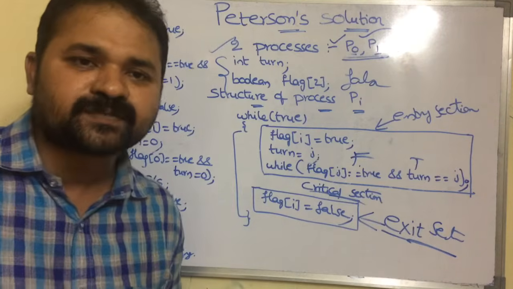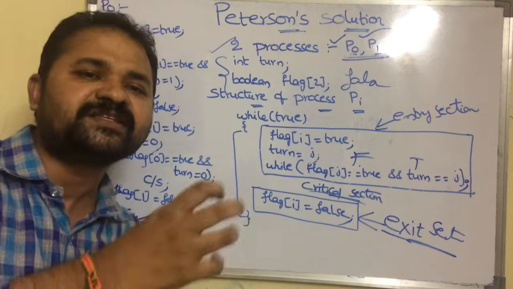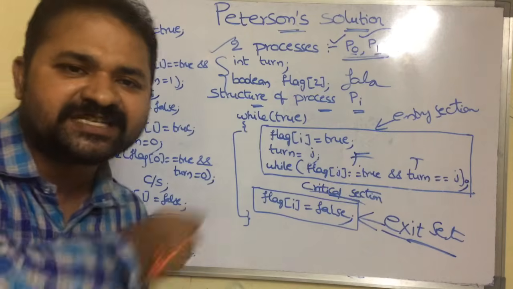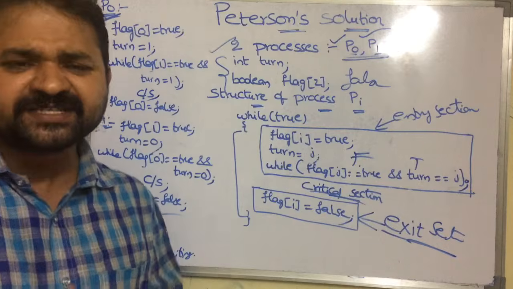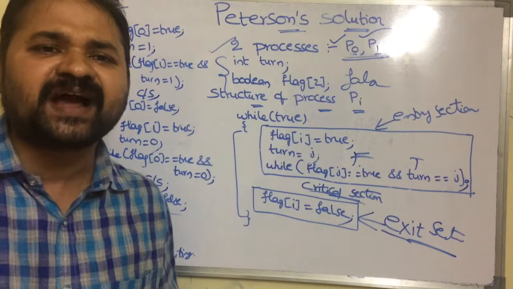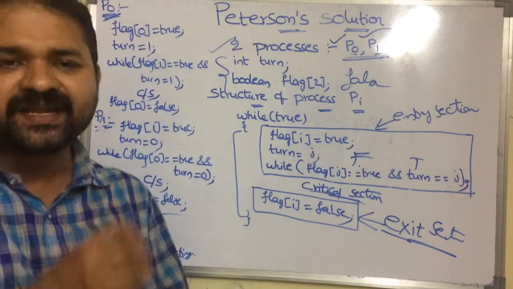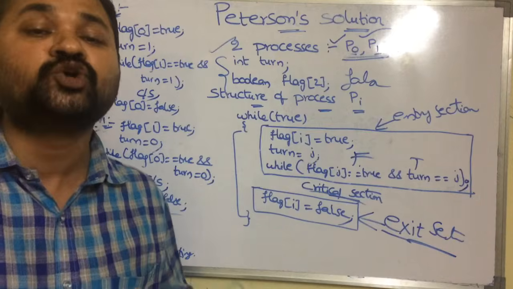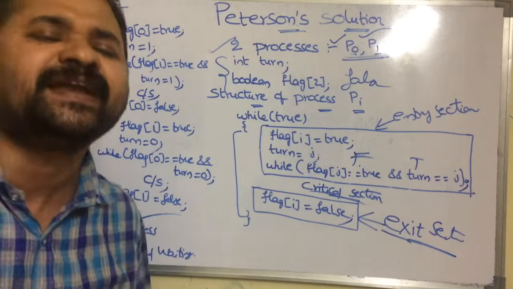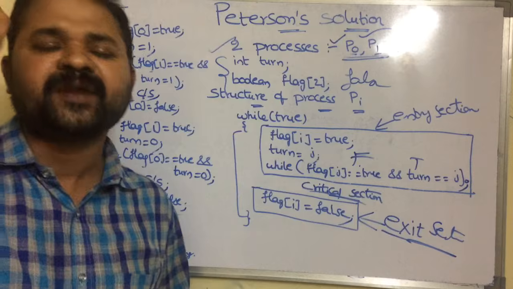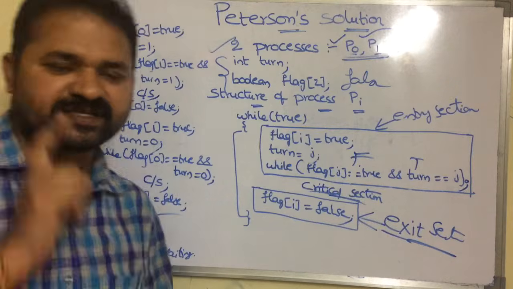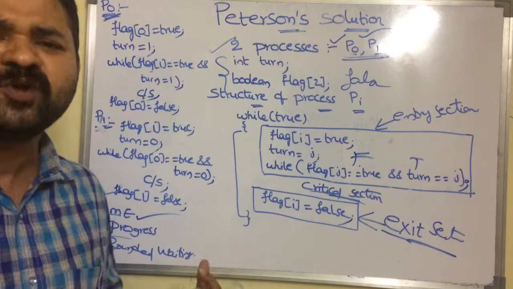The other process should be allowed into the critical section only when the critical section is free. So that means if the critical section contains a process, then no process should be allowed to enter into the critical section. So at a time, the critical section should contain only one process. So let's check whether it is possible or not.